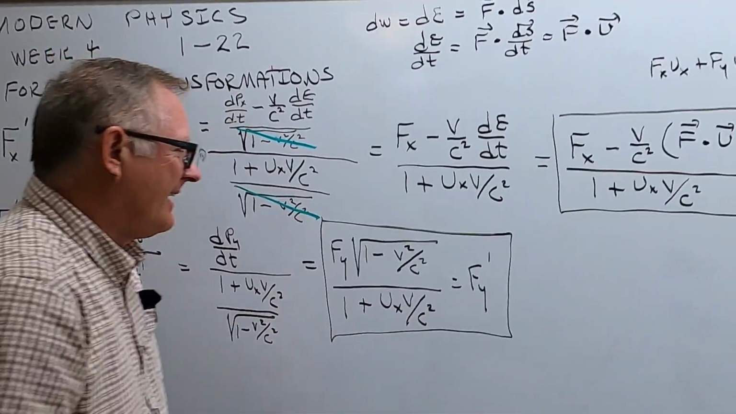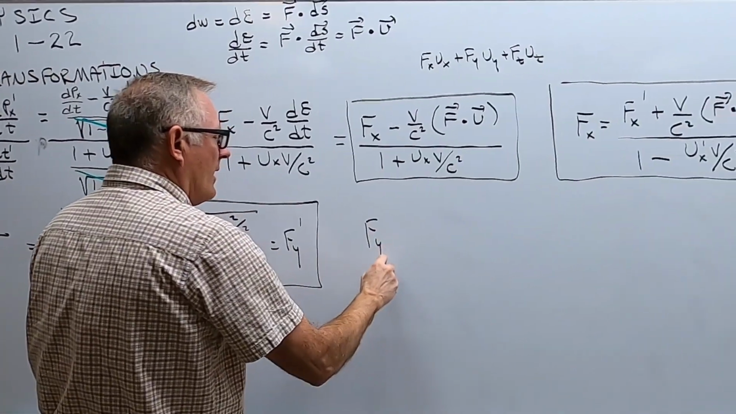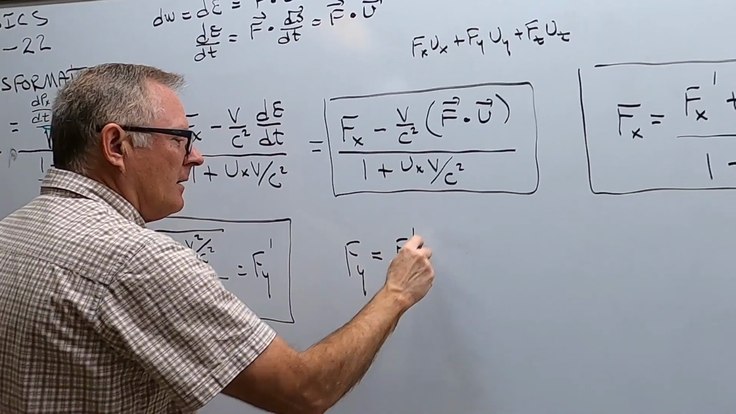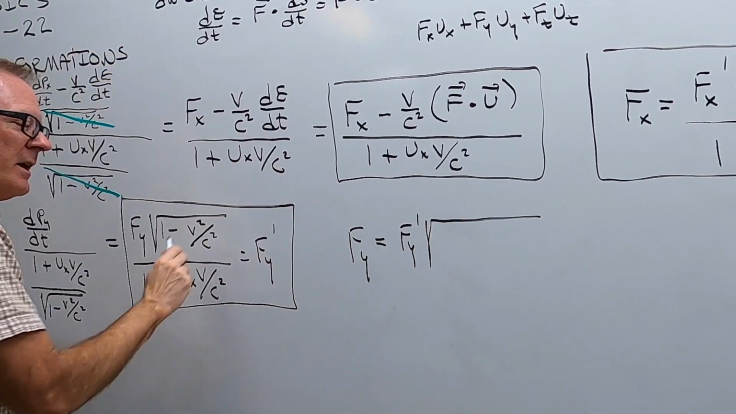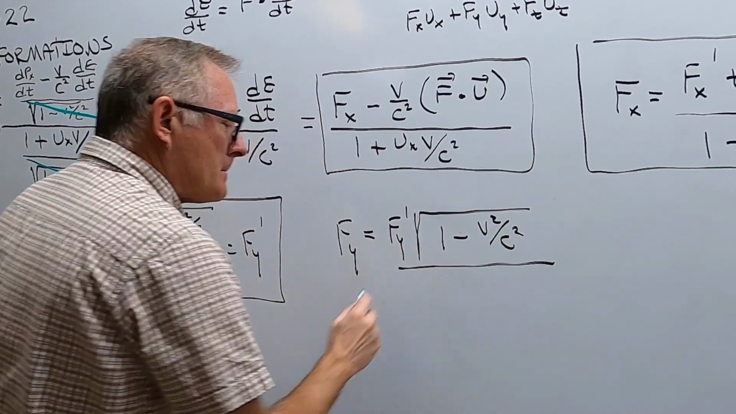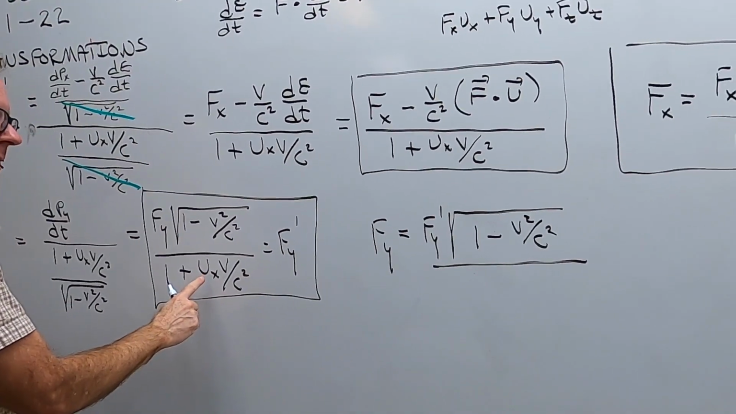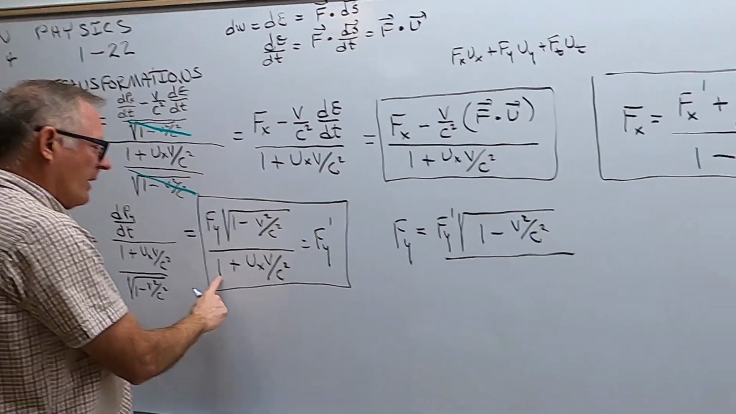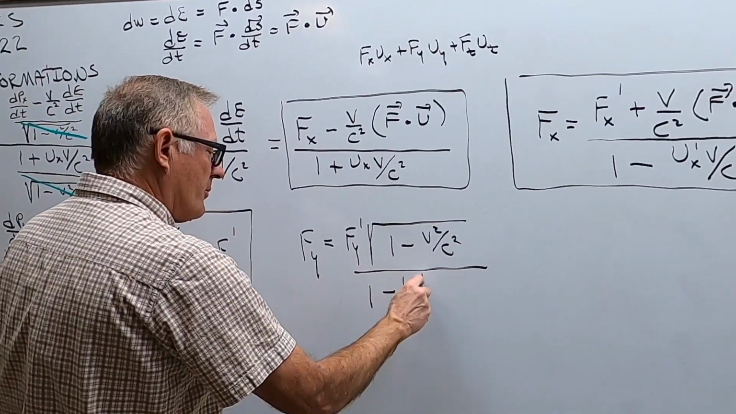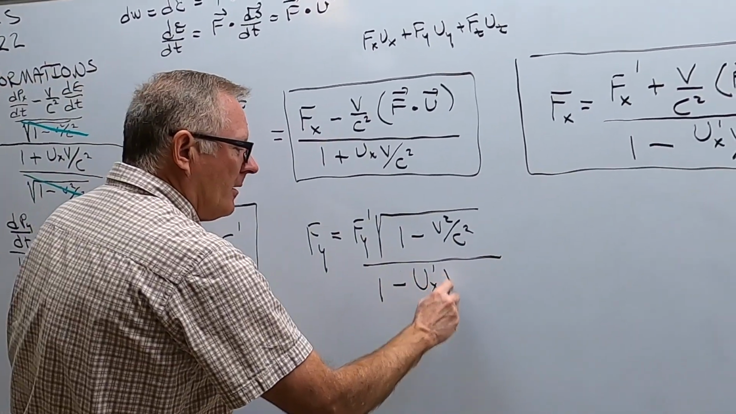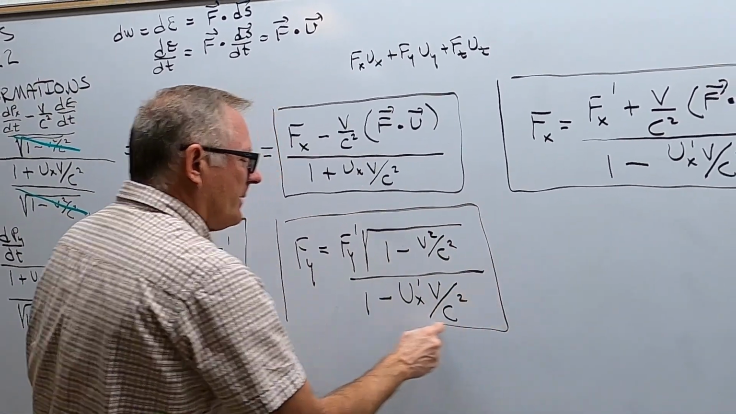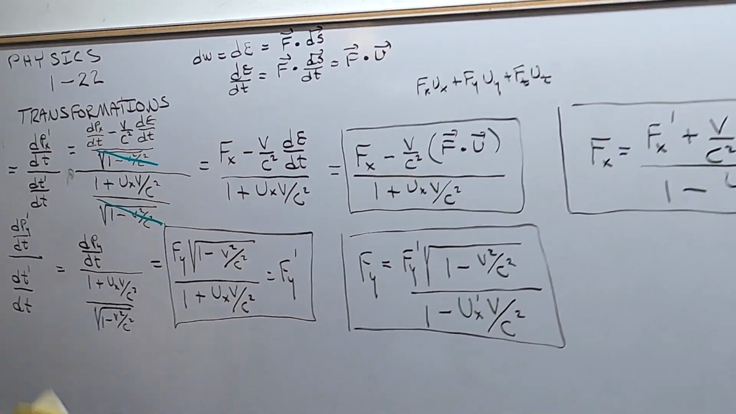And then we can get the Fy. Fy is equal to Fy prime times the square root of 1 minus v squared over c squared. It still stays minus. And this now changes, so this becomes 1 minus ux prime, since we change the sign of v, all over c squared. So there is the transformation of y, and z would be just like y right there.